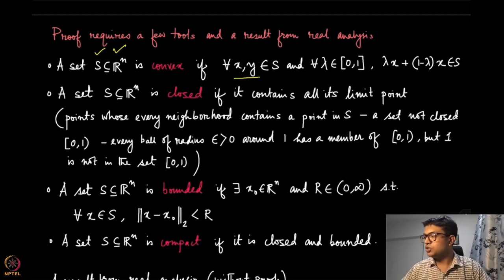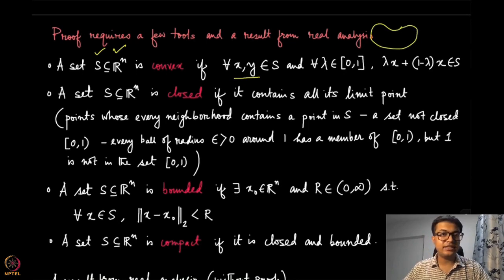So to give an example, let us look at a two-dimensional plane, and let us look at a specific set which looks like this. Is this a convex set? The answer is no, because you can always pick some x and y here, where if you take some convex combination, so if you take a combination of these two points and you go to a point which is lying outside the set, that violates the definition of convexity. So therefore, this set is not convex.